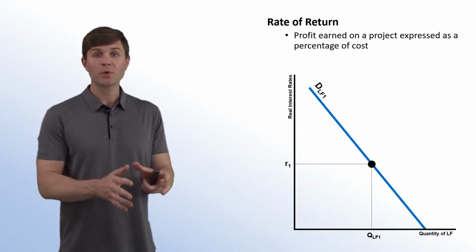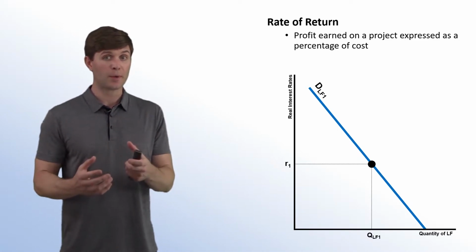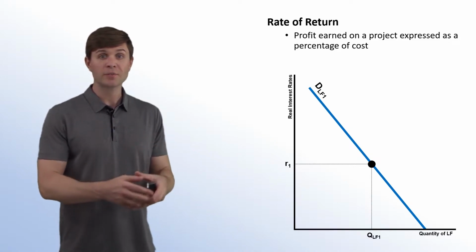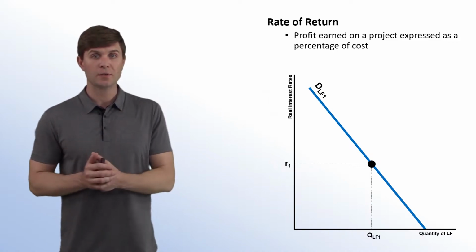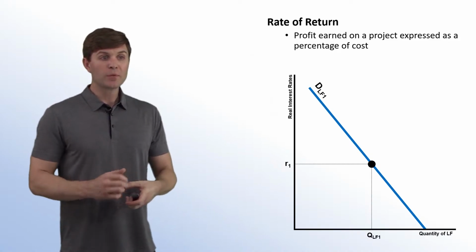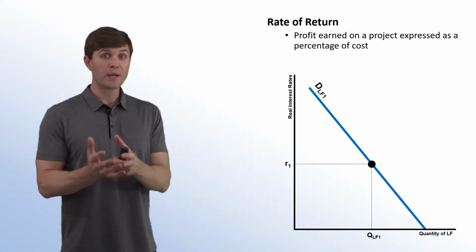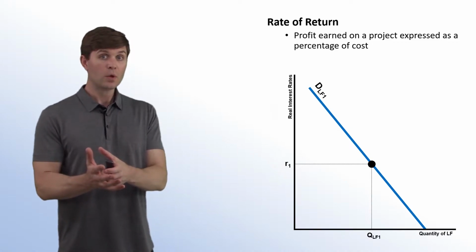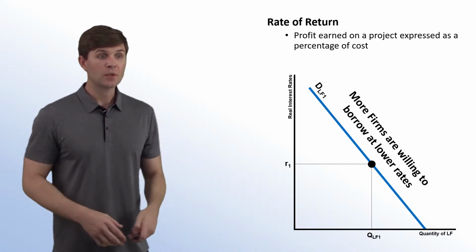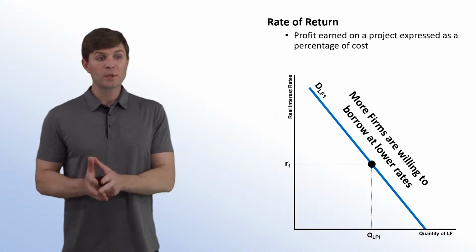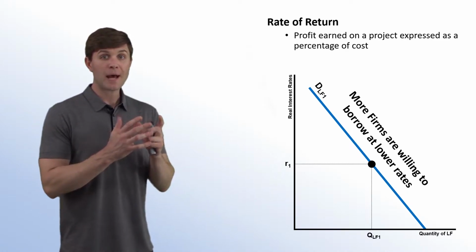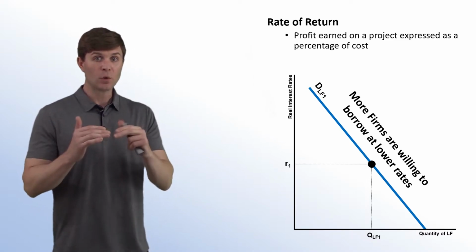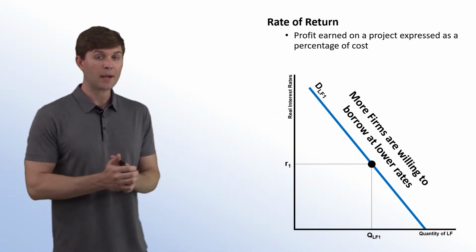Now that rate of return in relationship to the interest rate is very important. You can think of the rate of return as kind of the marginal benefit of the decision, whereas the marginal cost is that annual interest rate. So if the rate of return exceeds the interest rate that they can pay on this loan, then they will make that decision. So the more firms are willing to borrow at lower rates, we can make this assumption because there are going to be a lot more opportunities at lower rates of return than there are going to be at higher rates of return.